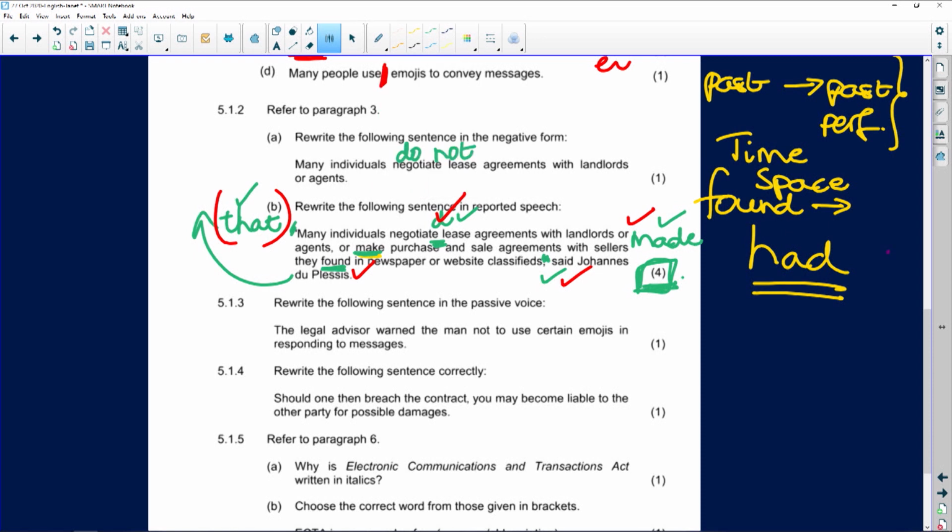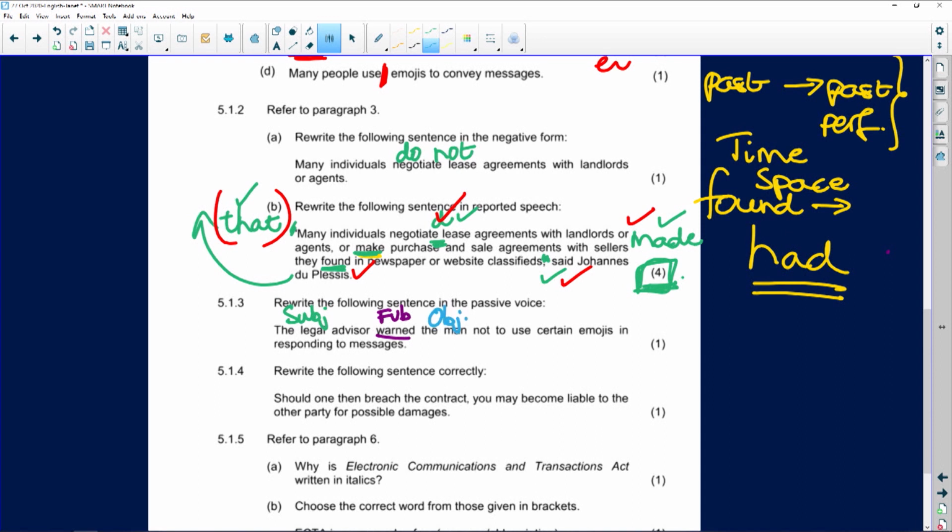Finite verb. There's our finite verb. To find the subject of a finite verb, ask who or what before the verb. Who or what warned the man? The legal advisor. That's my subject. The legal advisor warned who or what? The man. That's the object.